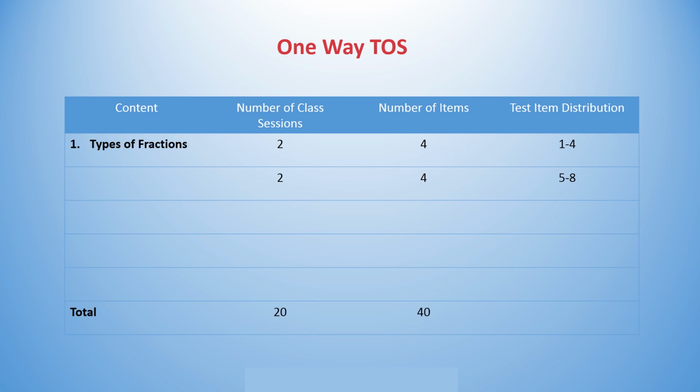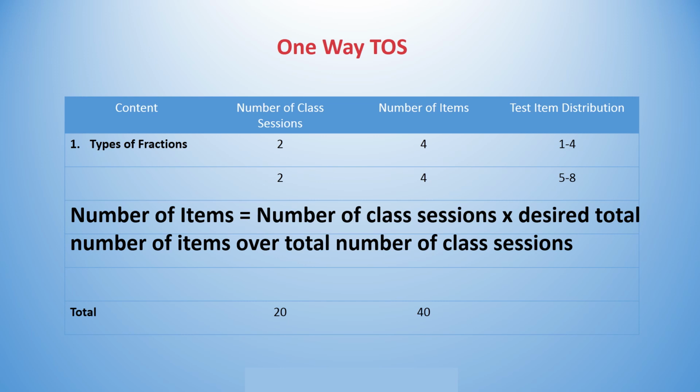Another TOS format is the one-way TOS. These are the columns in a one-way TOS. We have the content, the number of class sessions, the number of items, and the test item distribution. The number of items is obtained by multiplying the number of class sessions and the desired total number of items, divided by the total number of class sessions. Meaning to say, you must decide first on the total number of items before you can determine the number of items per level.